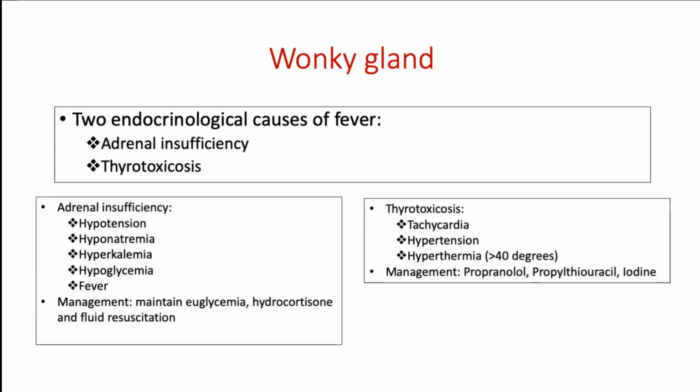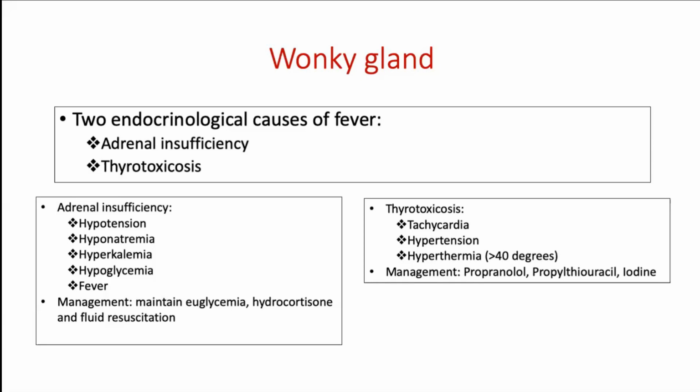So another W which is uncommonly discussed, that is the wonky gland. Wonky means which is not straight. So there are two glands in our body which are not straight. They have erratic functions. So adrenal insufficiency and thyrotoxicosis. These are the two situations in which the patient may develop fever along with other manifestations.